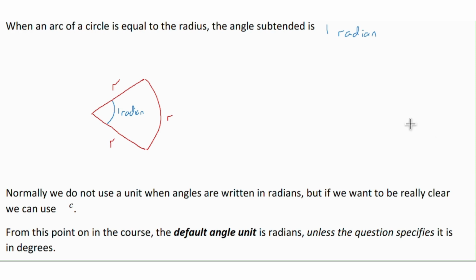From this point on in the course, whenever you see an angle, it is in radians by default, unless the question specifies it is in degrees. The only way that it will be specified that it's in degrees is because there is a degree symbol after the angle value. But the default from now on is going to be radians. So we need to get used to using radians because that's going to be the most common angle that we're going to be using.